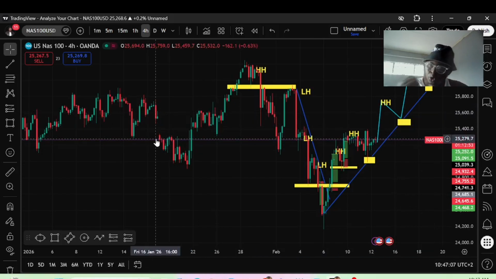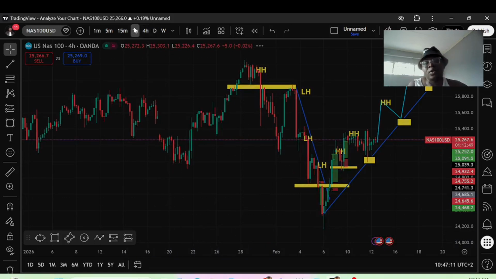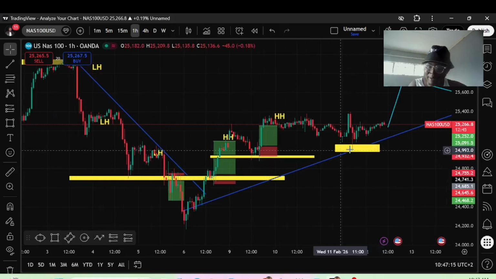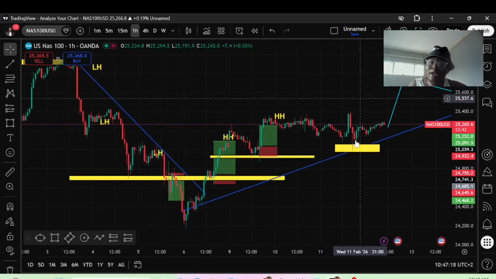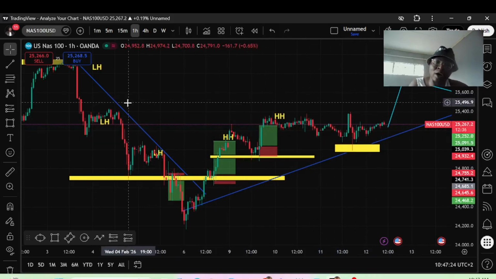Now, to find my entries, I must switch back to a smaller time frame. For me, I use 1 hour or 15 minutes. So let's go for 1 hour on this one. As you can see, I've already marked this zone. On a smaller time frame like this, I've already seen that the market is consolidating. I'm not going to be taking my trade, even though I know it's going to buy.